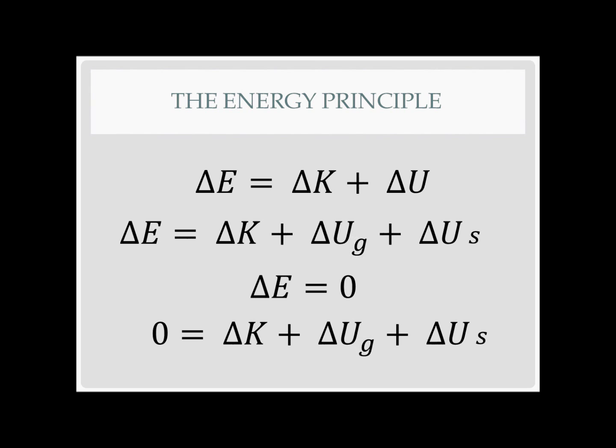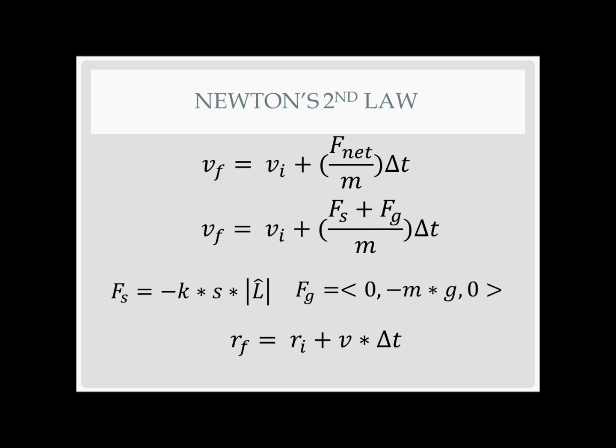Because I have chosen to take the mass and the spring to be the system, there is no transfer of energy into or out of the system. For this reason, delta E is 0. This also tells us that the net force equals the force of gravity plus the spring force. Now I have enough information to begin to predict the motion of the mass and the spring.